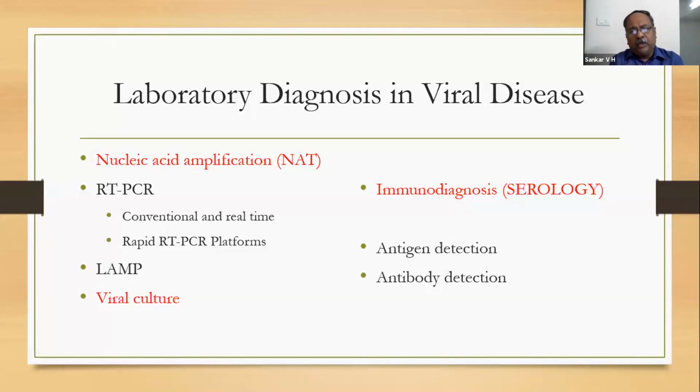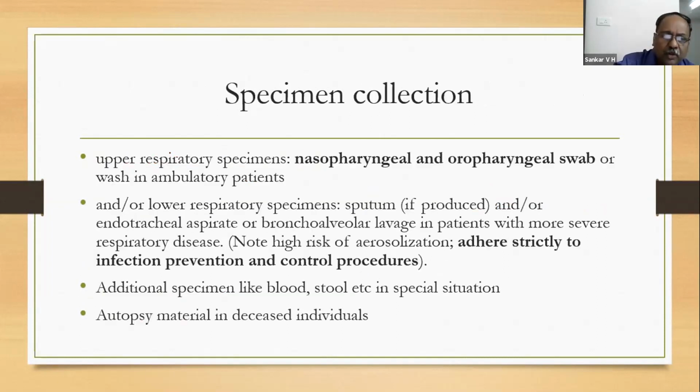And immunodiagnosis or serological tests, where antigen detection or antibody detection can be done in any viral disease. But for COVID-19 infection, antigen kits or antigen tests are not really available. I will come to that in the last slide. And antibody detection, which we have been hearing about in the last few days, some rapid test kits have come, but because of the quality, they have been discarded. So antibody detection has so many limitations, which I will come to. So this is my main presentation.